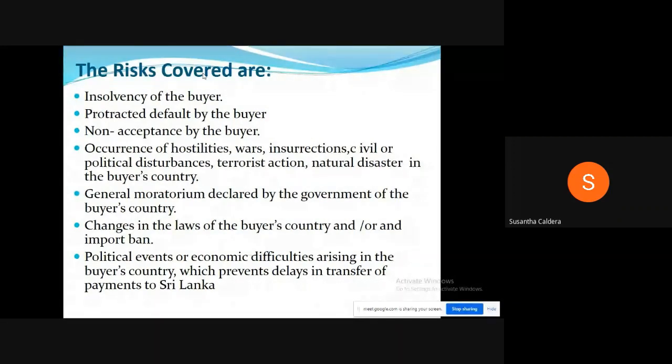Then, general moratorium declared by the government of the buyer's country. In a COVID pandemic situation like this, with the scarcity of foreign currency and all those things, we are still doing the payments with our limited resources, with all that difficulty. But there will be a situation where a general moratorium is declared by the government: sorry, we can't pay, no money. That can happen to Afghan guys also. The way things are happening, very soon they will declare a government moratorium.